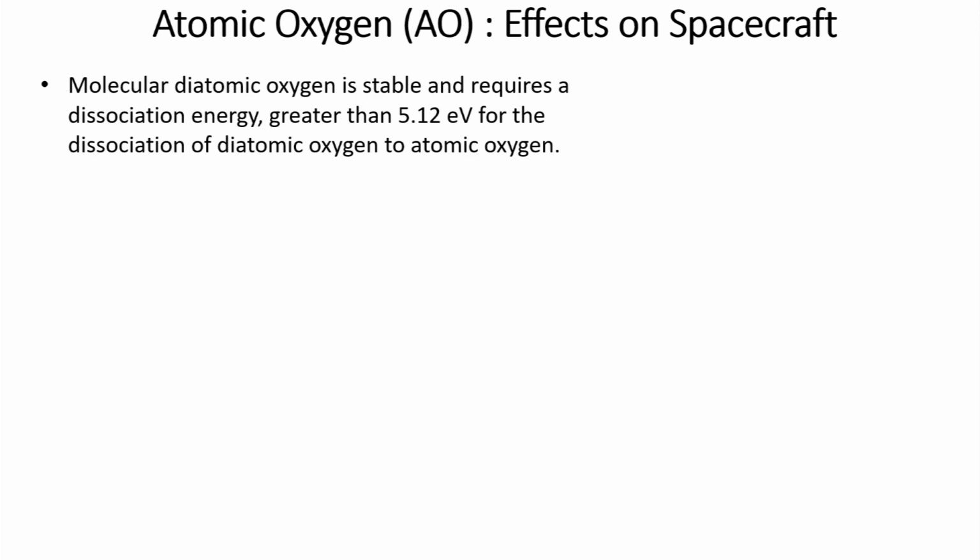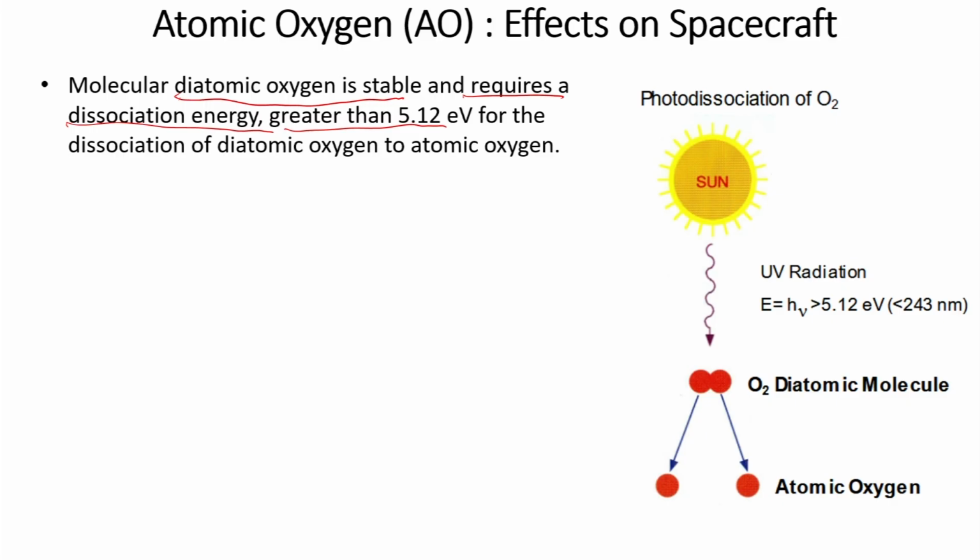So, molecular diatomic oxygen is stable and it requires a dissociation energy greater than 5.12 electron volt for the dissociation of the diatomic oxygen to atomic oxygen. So, you can see here this h nu. So, h nu is greater than 5.12 electron volt, which is equivalent to electromagnetic radiation of wavelength of the order of 243 nanometer. So, you see this molecule is getting into atomic oxygen.